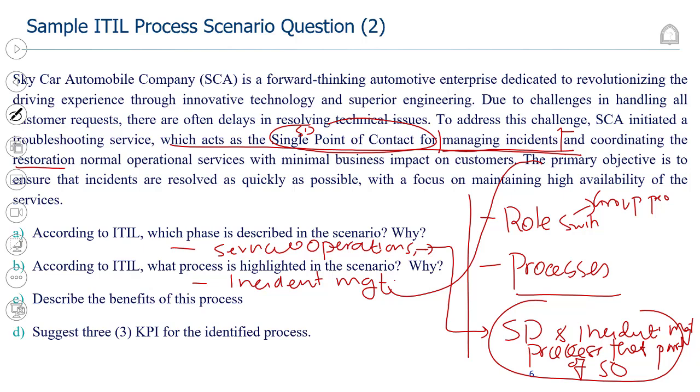The KPIs describe the benefits of this process. You can go to your slides. There's lots of them, but I would need you to be able to describe them. This one you won't get from the case study. This now requires your knowledge of, for example, the slides. And also suggest 3 KPIs. There are lots of KPIs that you can suggest from.